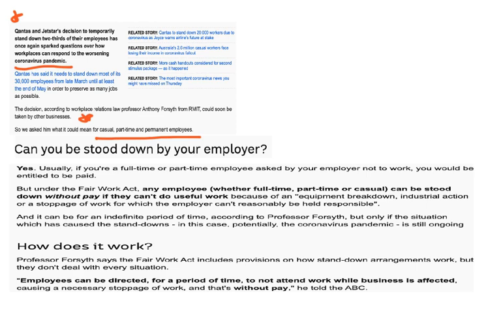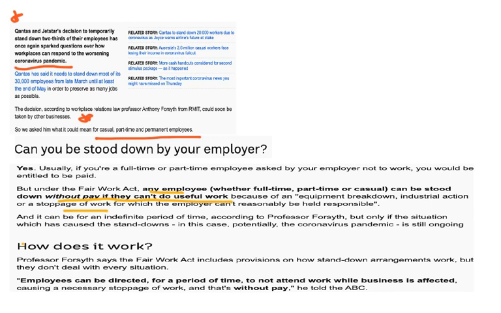So under the Fair Work Act, any employee, whether full-time, part-time or casual, can be stood down without pay if they can't do useful work. So an employer is not expected to keep their employees and pay them if there's no work for them to do. The business is shut down or gone into hibernation, because of equipment breakdown, industrial action or stoppage of work, which the employer can't reasonably be held responsible for.